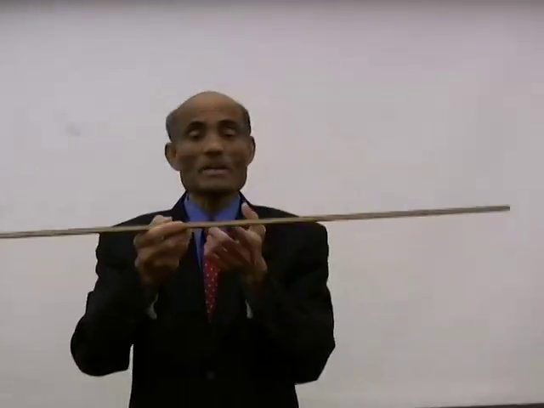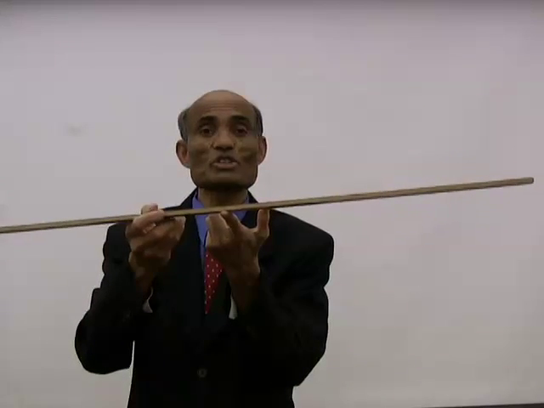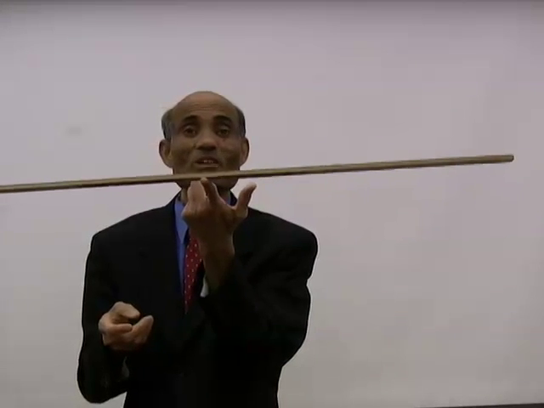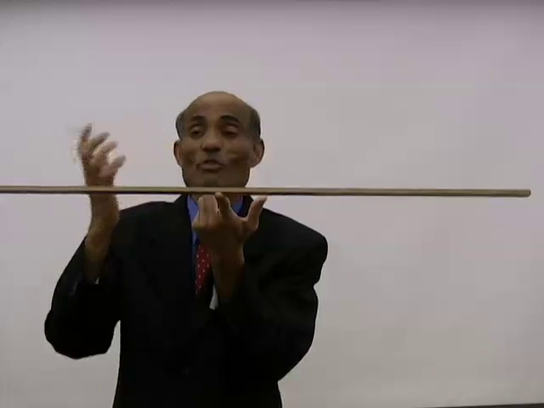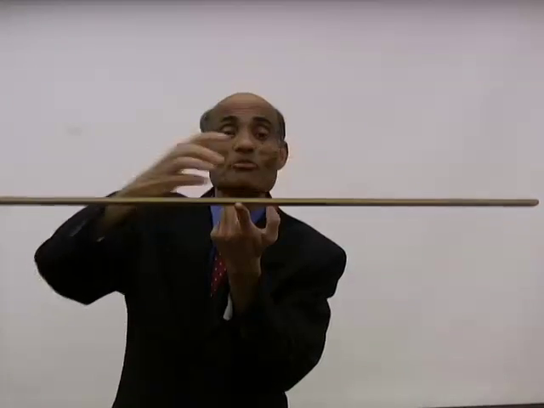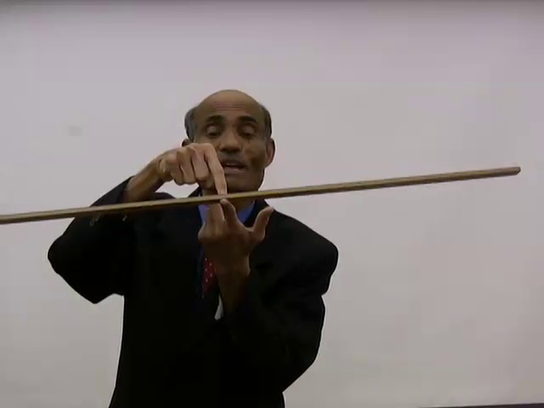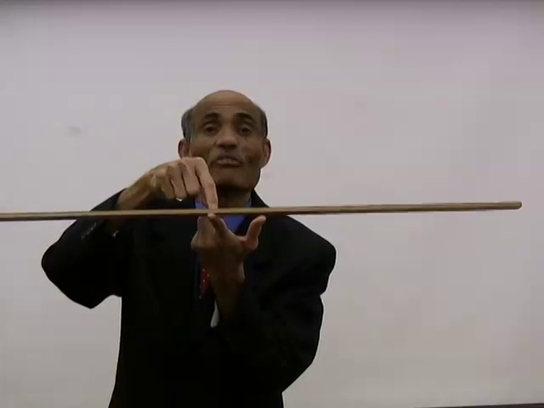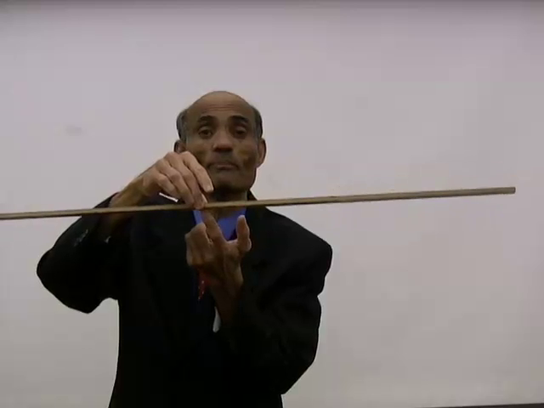If I have a meter rule, I can detect the center of mass by actually balancing it, trying to find the balance point. Look at that. The meter rule is actually balancing at this point, which means the whole mass of this meter rule may be considered to be concentrated at this point. And this point, therefore, is called the center of mass of this meter rule.